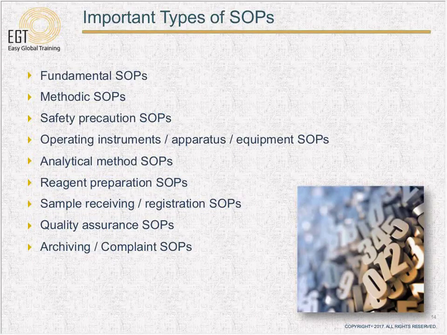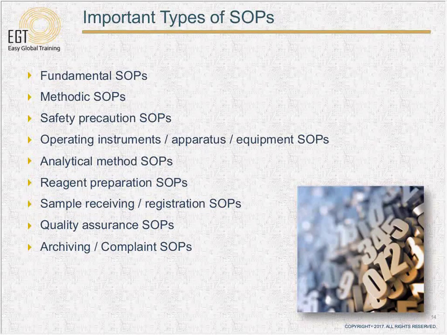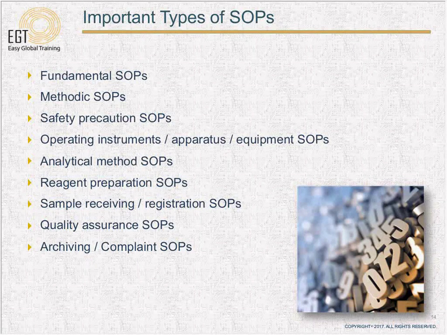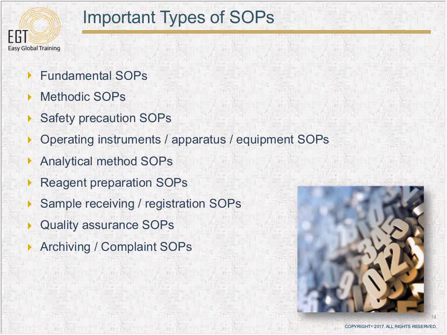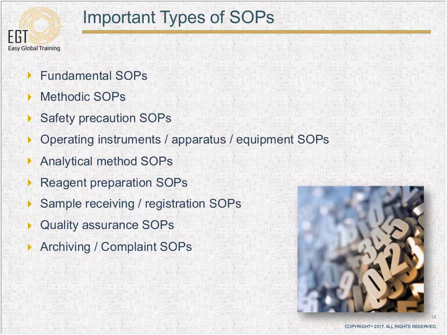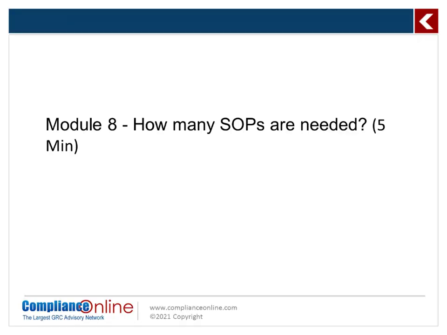Now, a number of important SOP types that I have listed here in this slide. Fundamental procedures in a company can be an SOP, methodologies, safety precautions, operating instructions, apparatus, equipment handling and maintenance procedures, analytical methods, reagent preparation, sample receiving and registration procedure, quality assurance, and finally archiving or complaint handling. These are all samples of SOP or types of SOP.